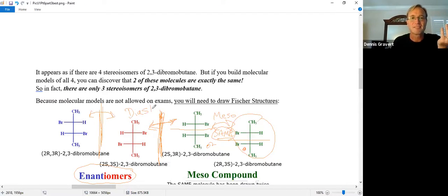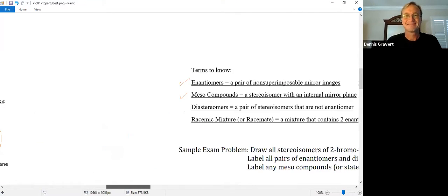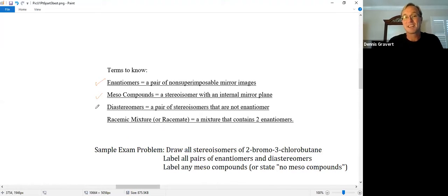Diastereomers. So this and this are a pair of diastereomers. The meso compound and one of the enantiomers form a pair of diastereomers. That's the relationship. New idea, new term. Okay, so one definition is it's a pair of stereoisomers that are not enantiomers. They're not non-superimposable mirror images.